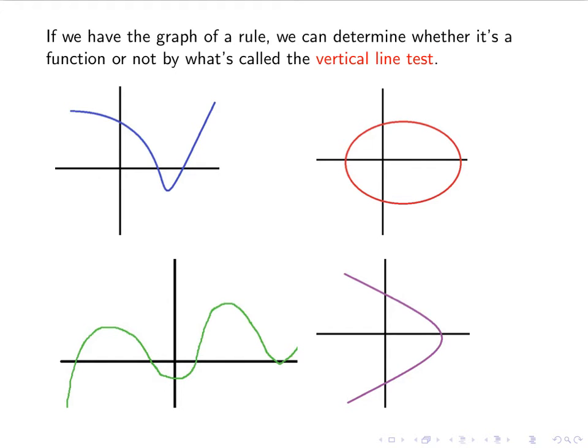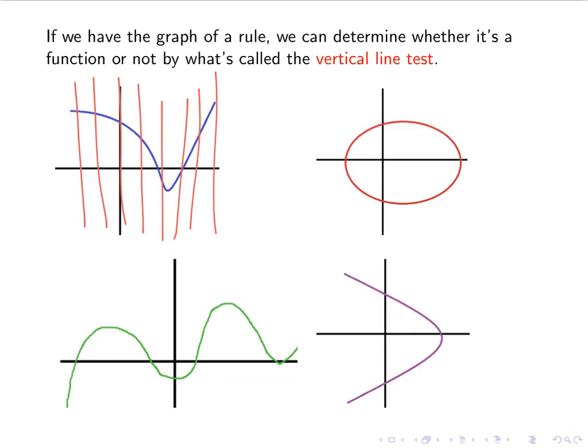So we'll try it with our first one. We're going to draw some vertical lines, as vertical as I can make them. And you have to look, does it ever hit the function more than once? Hopefully we can tell that the answer to that is no, it does not. And that means it is a function. So I'm going to put yes for yes, it's a function. For the next one, I'm going to change the color because I don't want it to be red on red. So for the next one, I start drawing vertical lines.